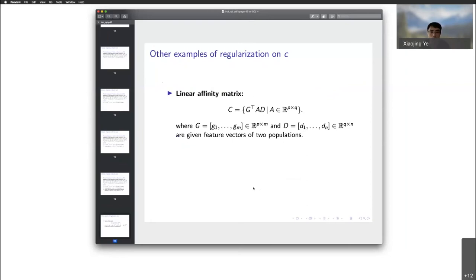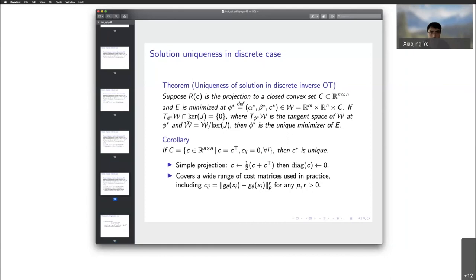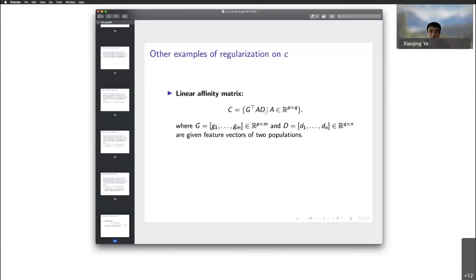As I said here, you can do this, or you can assume that your cost is given by this bilinear form, where this G and D are given, and the cost is just a product of these three, where this A is to be recovered. This is from the social science or the marriage example I mentioned. This A will tell you the matching coefficient for different features.